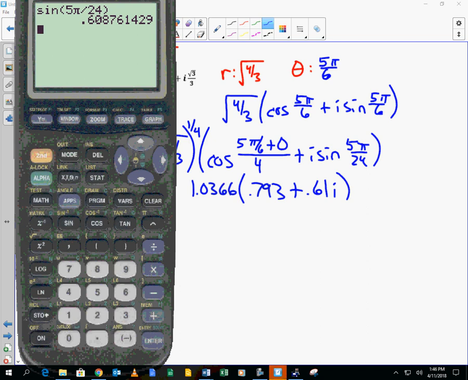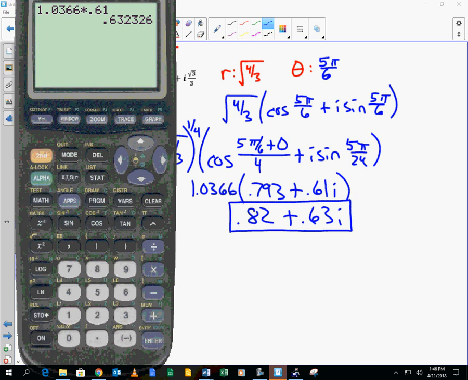So now I'm going to distribute the 1.0366 to each part. 1.0366 times 0.793. And I would like you to write your answers to the nearest hundredth. So 0.82. And then 1.0366 times 0.61, and I get 0.63. Yeah. Well, I mean, that's part 1. We still have 3 more, which we're only going to lay out the second part. We won't do all 4.